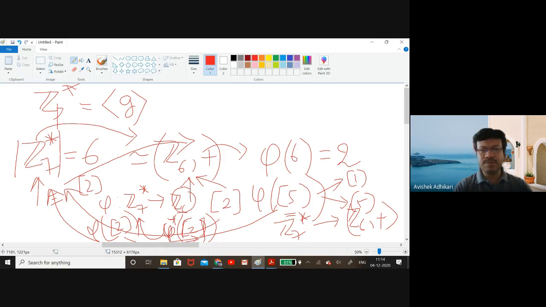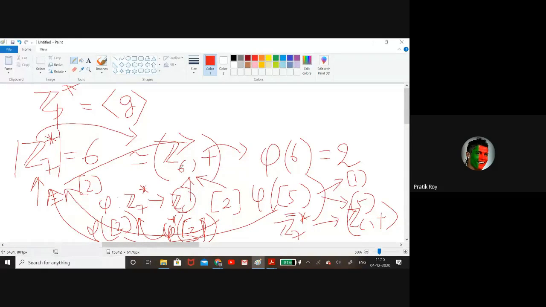Now if I ask you, how many isomorphisms are there from Z7 star to Z6 plus? Can anybody answer me? Any answer to this question? So, 2. Why? Here we have two generators, so I can map one generator to a generator of the other group for an isomorphism. So there are only two choices for this, nothing else, since there are only two generators.